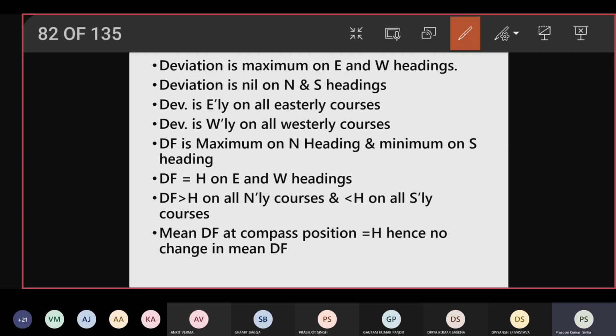Main thing to see here is maximum deviation on east-west course, zero deviation on north-south course, easterly deviation on all easterly course, westerly deviation on all westerly course.